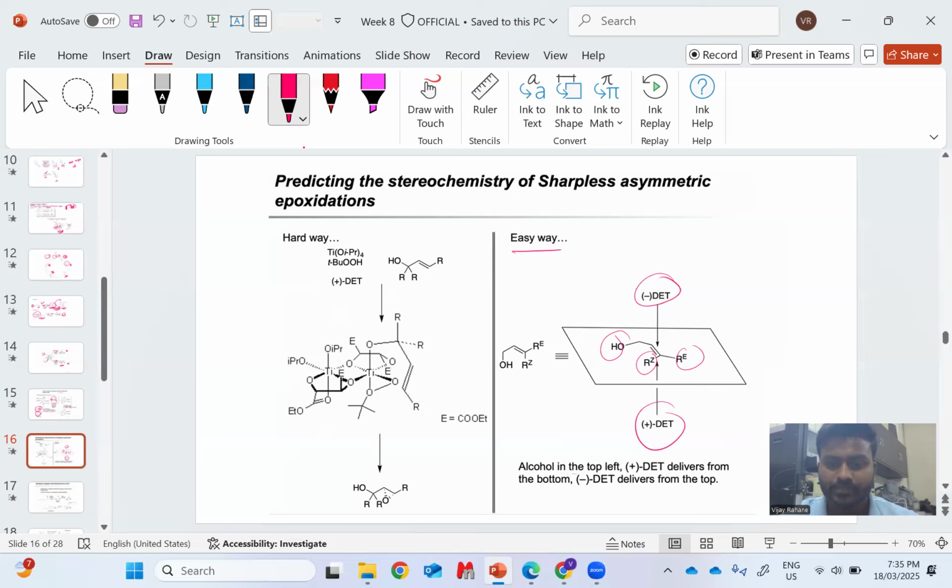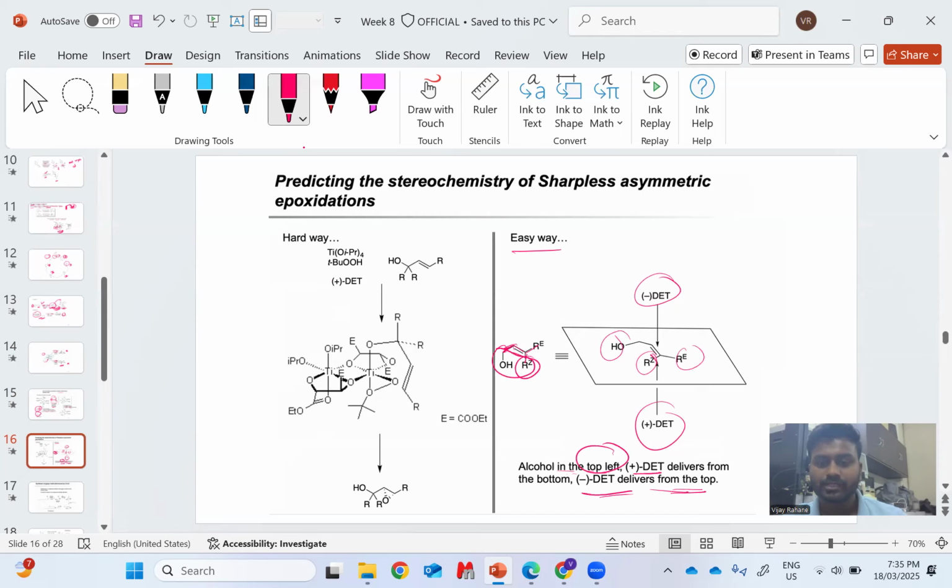So in the above, alcohol in the top left. So alcohol you need to get in the top left. The plus diethyl tartrate delivers epoxide from the downside, and minus diethyl tartrate delivers from the top side. So that's what you need to consider. Make sure you write the alcohol on the top left. Let's take this double bond, right? So this is the Z side, that is on the syn side of this alcohol, right?